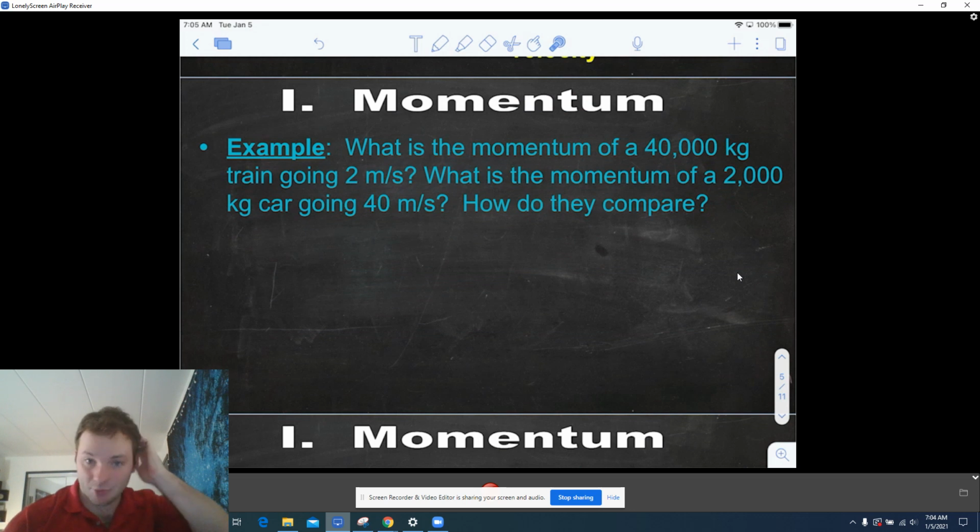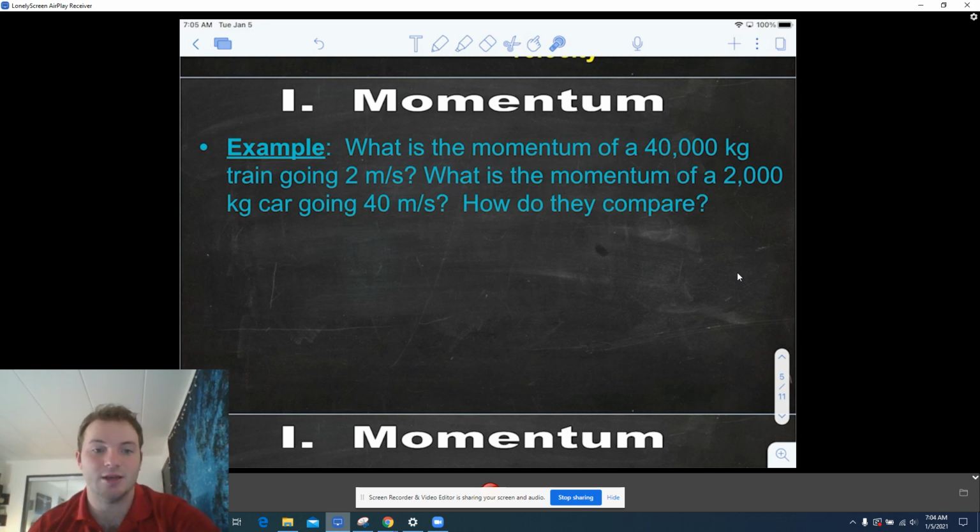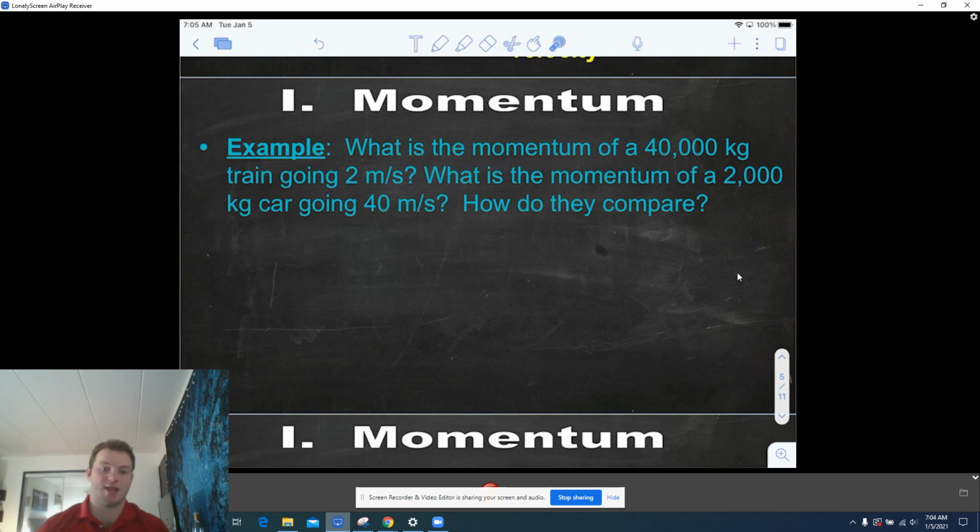So let's do an example with this equation. What is the momentum of a 40,000 kilogram train going 2 meters per second? And what is the momentum of a 2,000 kilogram car going 40 meters per second? So we have a heavy train going pretty slow and a lighter car going pretty fast. So let's see how this will look.